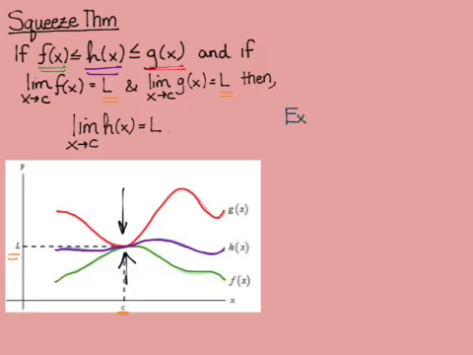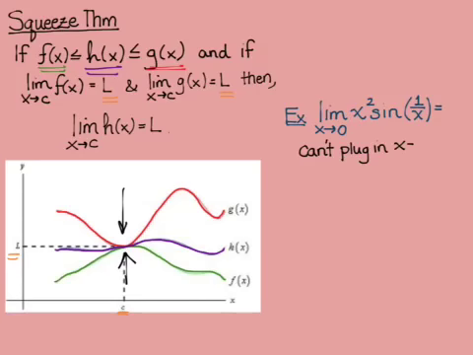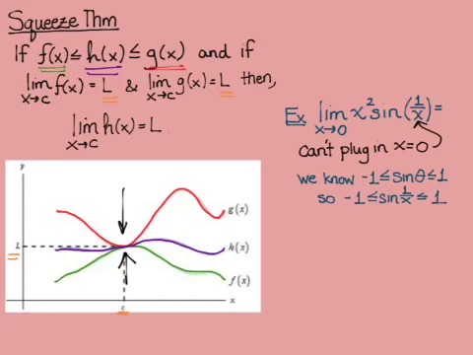Let's look at an example of the squeeze theorem. We have the limit as x goes to 0 of x squared times sine of 1 over x. Now normally we would do direct substitution, but we can't plug x equals 0 into this because of the sine of 1 over x. We note, however, that negative 1 is less than or equal to sine of theta, which is less than or equal to 1, where theta can be any angle in the world. So instead of theta, we can replace it with 1 over x. So negative 1 is less than or equal to sine of 1 over x, which is less than or equal to 1.